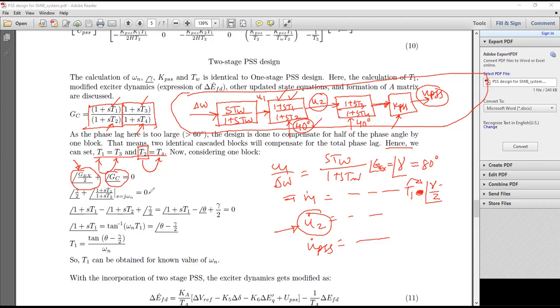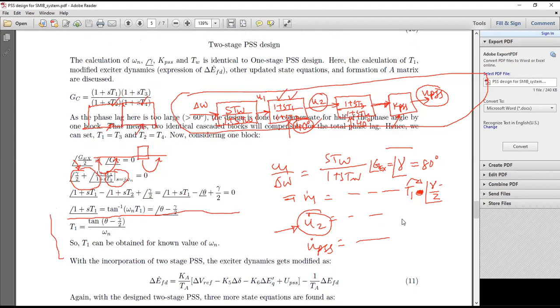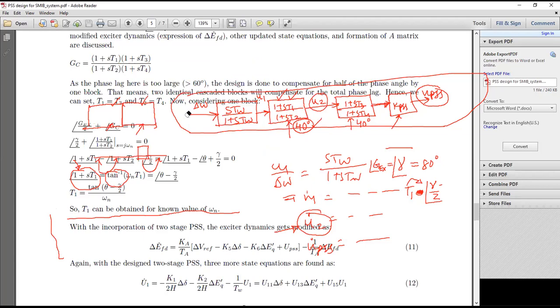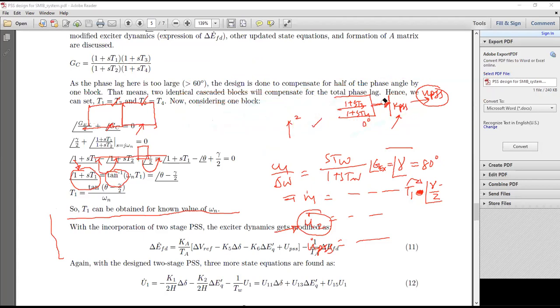They should sum up to 0. This is for cancelling the phase lag. Then you simplify the expression, and this is how you go. These are the same steps as we did earlier, so there is nothing special. Once you get T1, you assign it to T3.